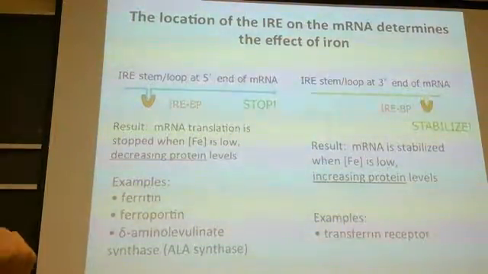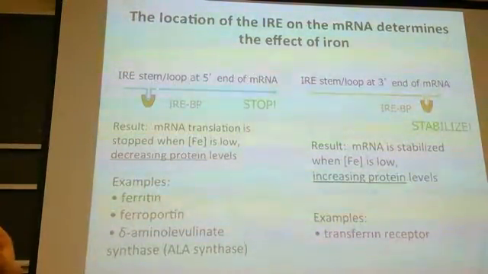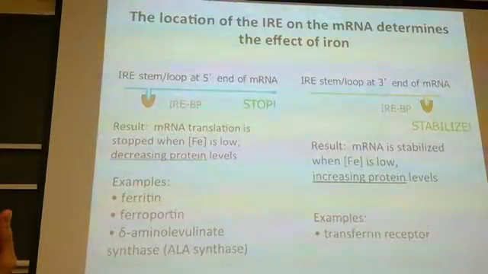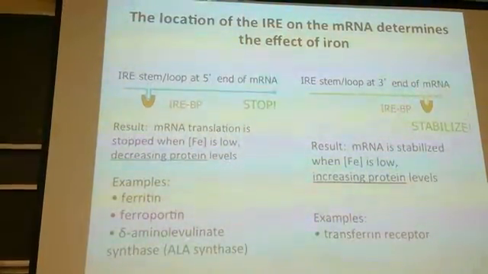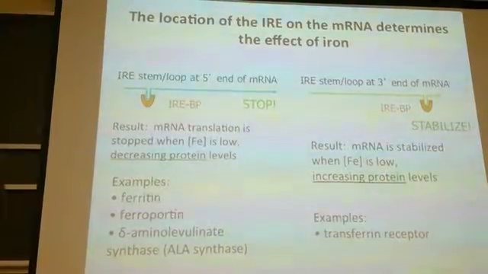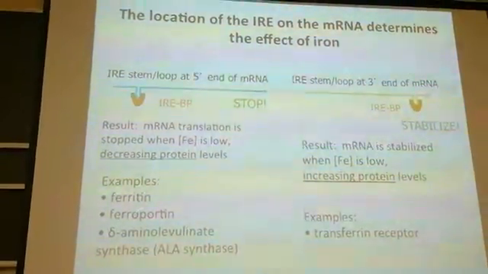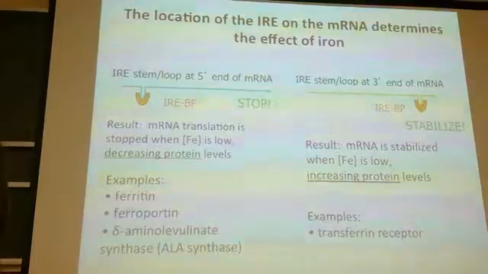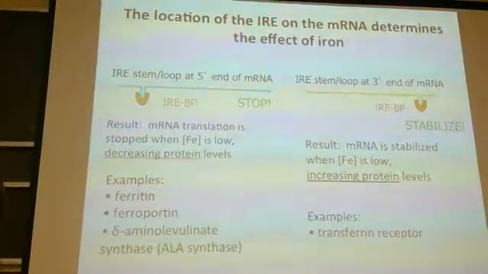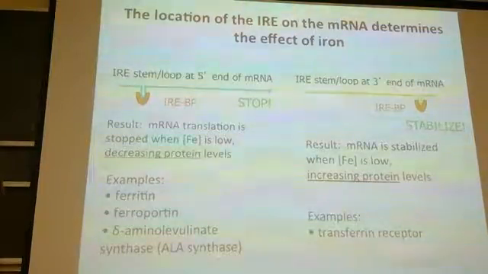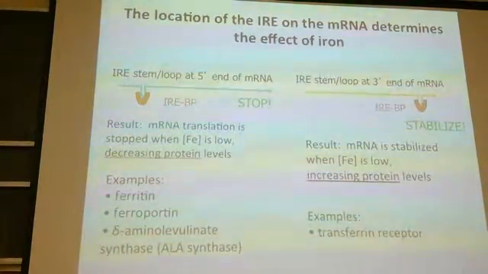If it's on the 5', this will block translation, so you can just imagine a ribosome would have a hard time getting through this IRE. So this would decrease levels of things like ferritin, ferroportin, or ALA synthase. And this makes a lot of sense because under low conditions of iron, you're not going to want to export iron with ferroportin, you wouldn't want to store it in ferritin, and you wouldn't want to start synthesizing heme if you don't have enough iron.